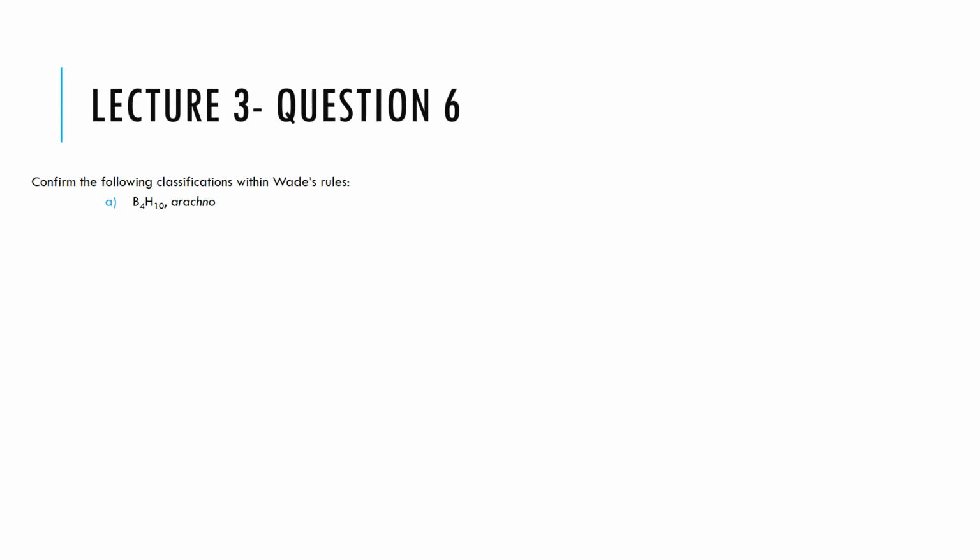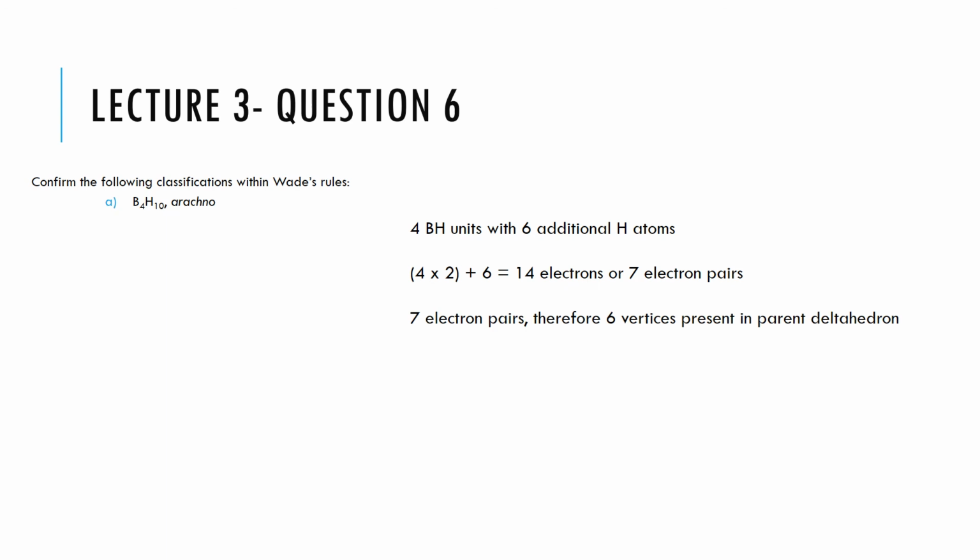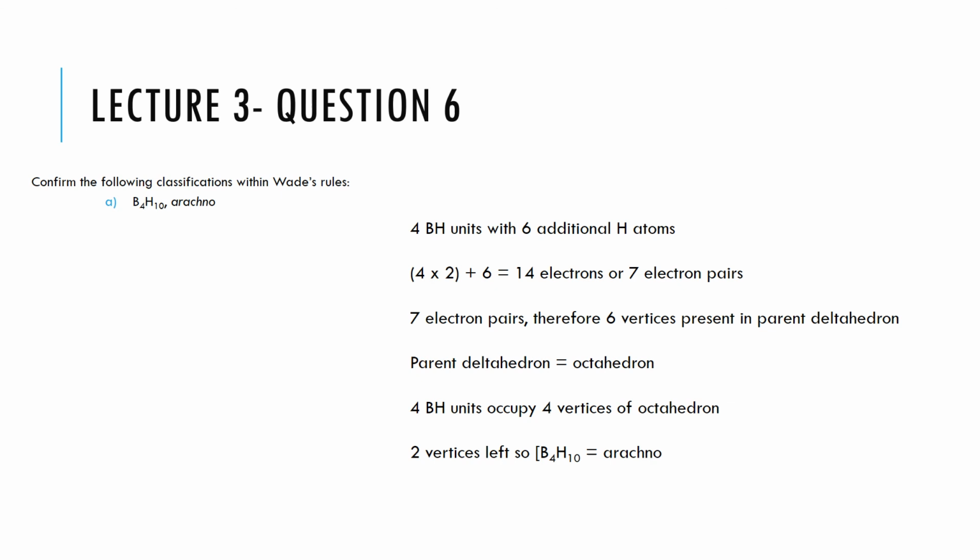So finally then, confirm that B4H10 is an arachno cluster class. Well, we've got 4 BH units with 6 additional hydrogen atoms. That's 4 multiplied by 2 electrons plus 6 electrons to take account of the extra hydrogen atoms. That gives us 14 electrons, or 7 electron pairs. And if there are 7 electron pairs, we know that there are 6 vertices present in the parent deltahedron. The parent deltahedron is therefore an octahedron, and those 4 BH units occupy the 4 vertices of an octahedron, which leaves 2 vertices remaining. And if there are 2 vertices remaining, we know that it's an arachno cluster class.